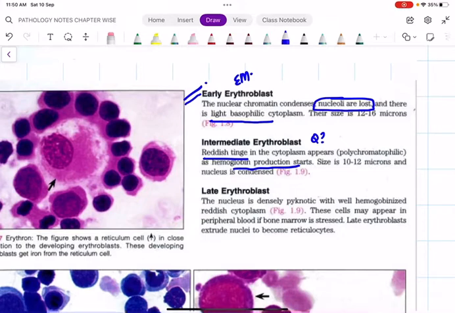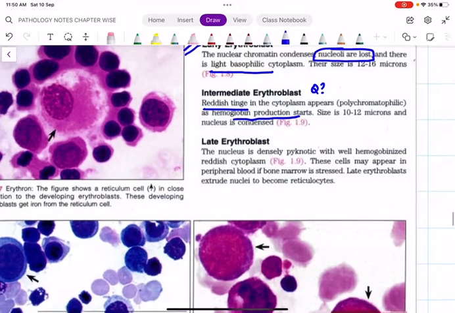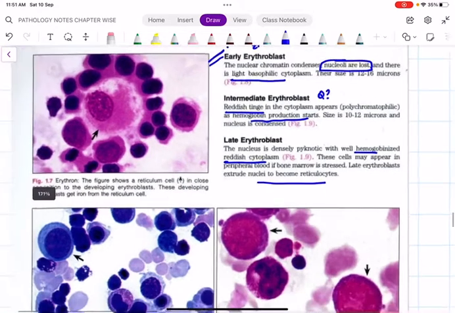Polychromatophilic, I told you the reason. Then the late erythroblast has again hemoglobinized reddish cytoplasm, and finally they will kick out the nucleus so that they become reticulocytes.